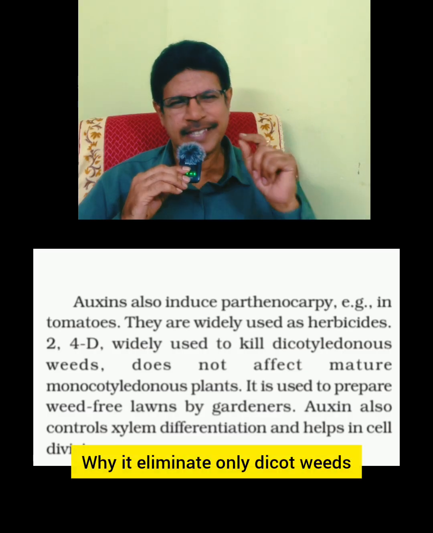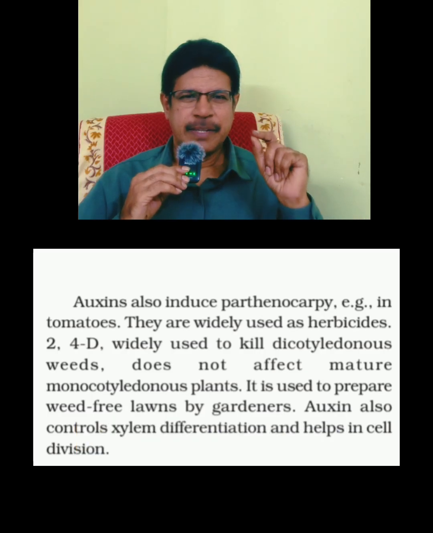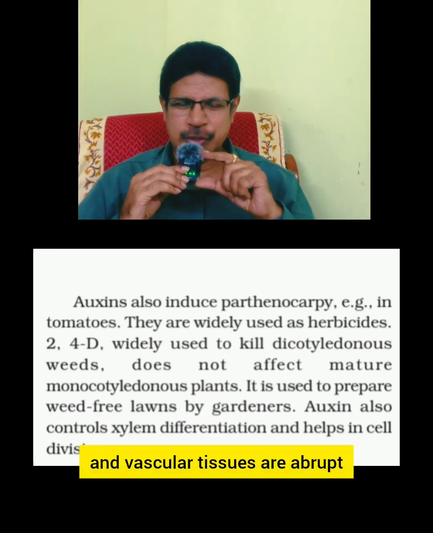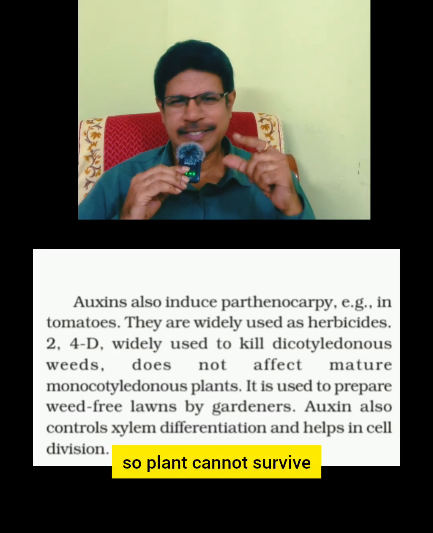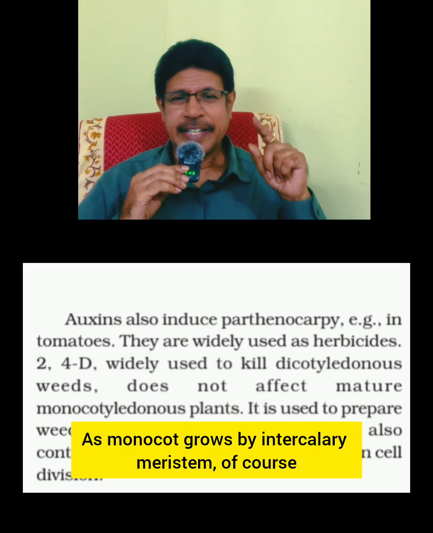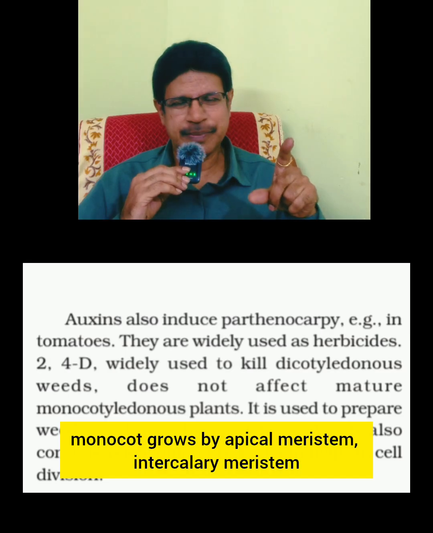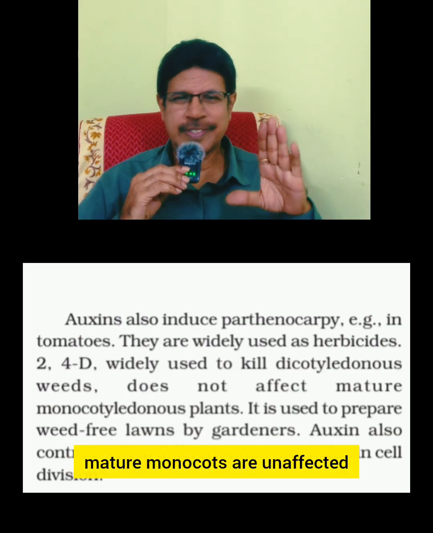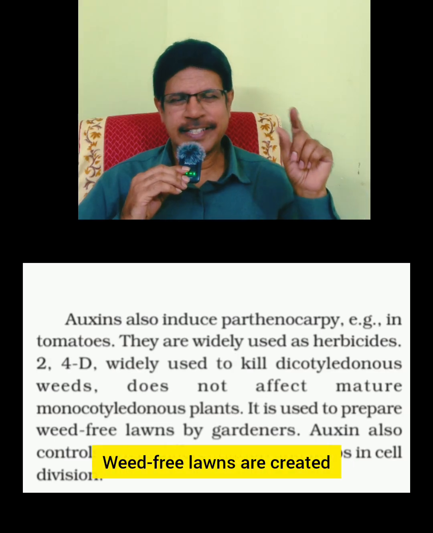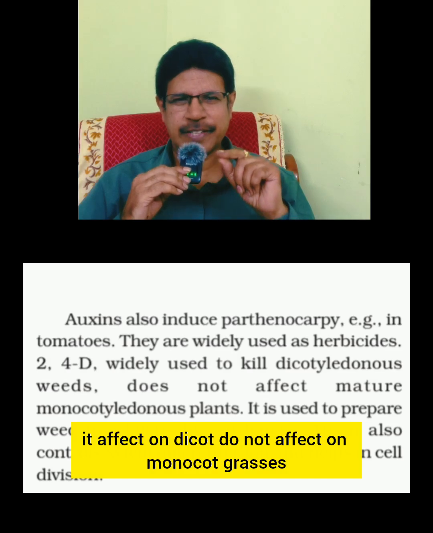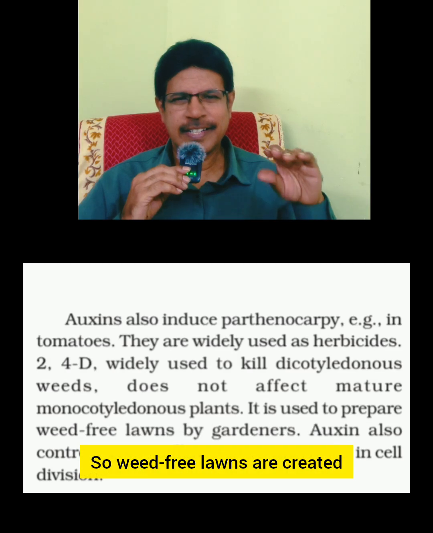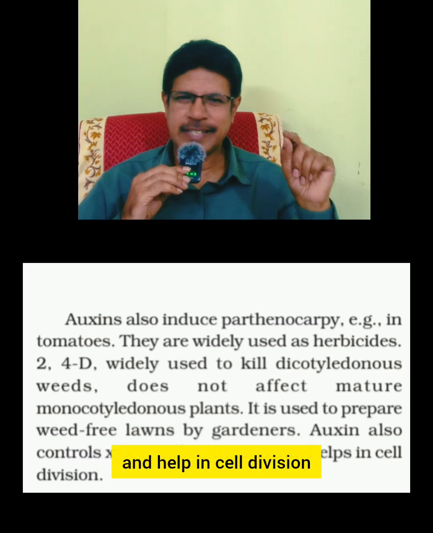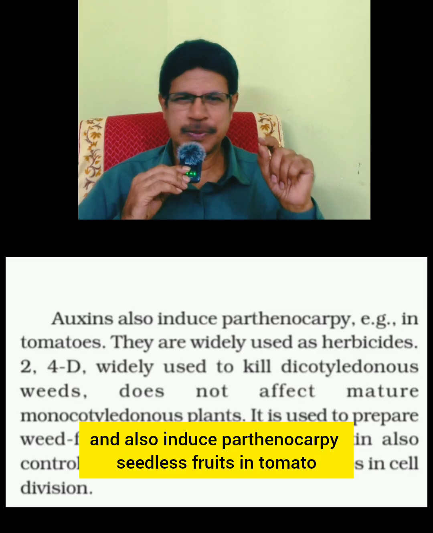Why does it eliminate only dicot weeds, selectively killing dicots without affecting mature monocots? Because the dicot grows by apical meristem, it readily absorbs 2,4-D. There is unusual cell elongation and the vascular tissues undergo destruction, so the plant cannot survive. Monocots grow by apical meristem and intercalary meristem, but mature monocots grow by intercalary meristem. So 2,4-D does not act on intercalary meristem, that's why mature monocots are unaffected. Next, weed-free lawns are created, as we said earlier, it affects dicots and does not affect monocot grasses. Next, auxin is responsible for xylem differentiation, helps in cell division, and also induces parthenocarpy, seedless fruits, in tomato.